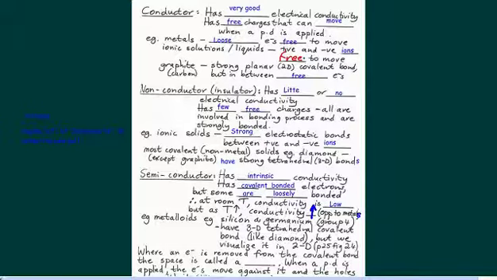A semiconductor has some intrinsic conductivity. It has covalent bonded electrons, but some are loosely bonded. And at room temperature, conductivity is low. But as you increase the temperature, conductivity starts to increase, which is the opposite of what happens with metals.